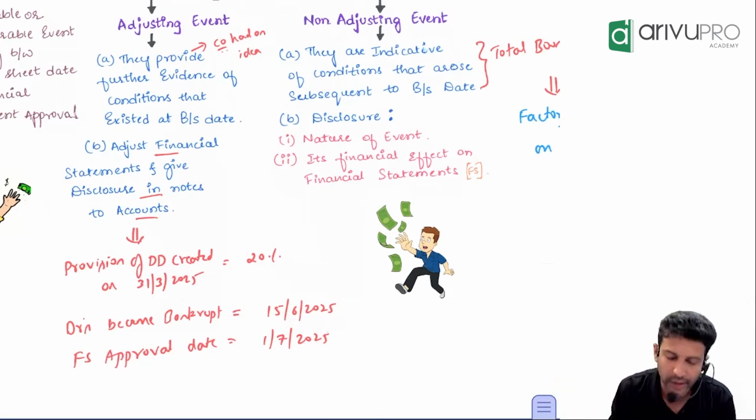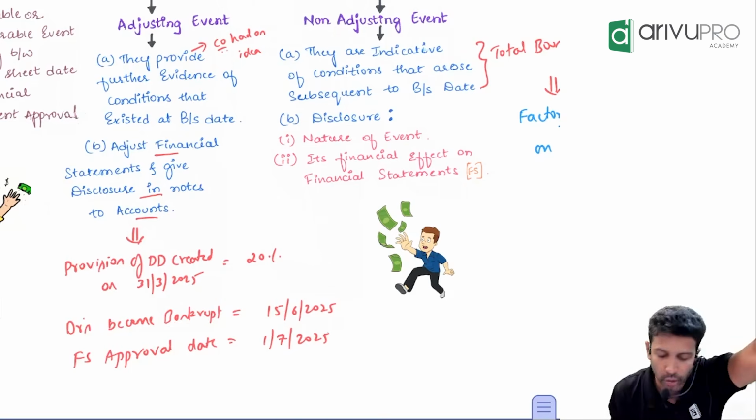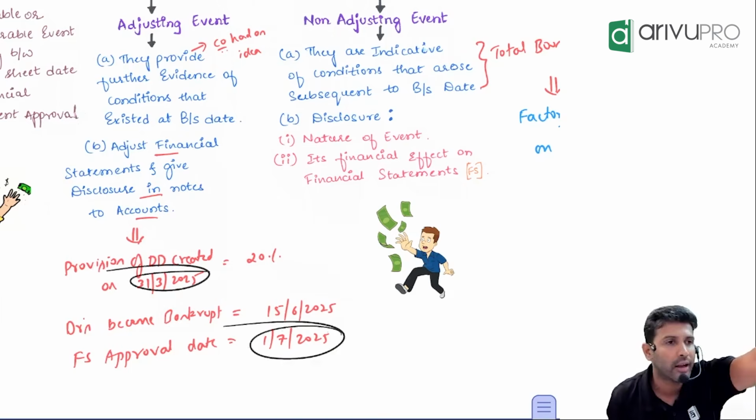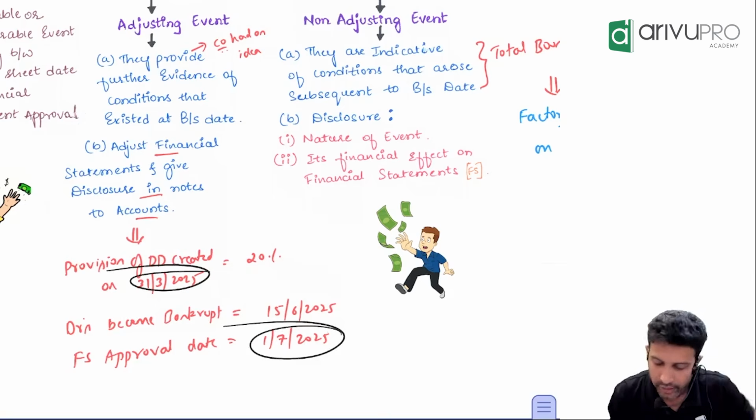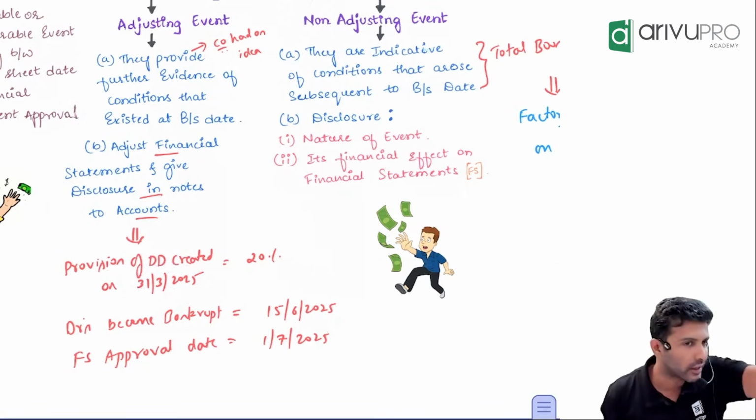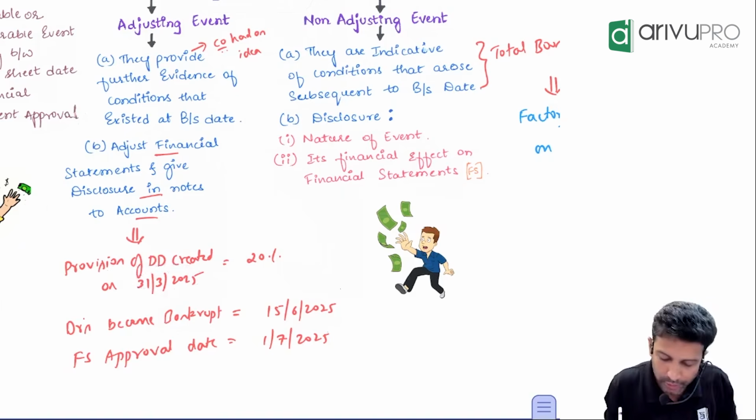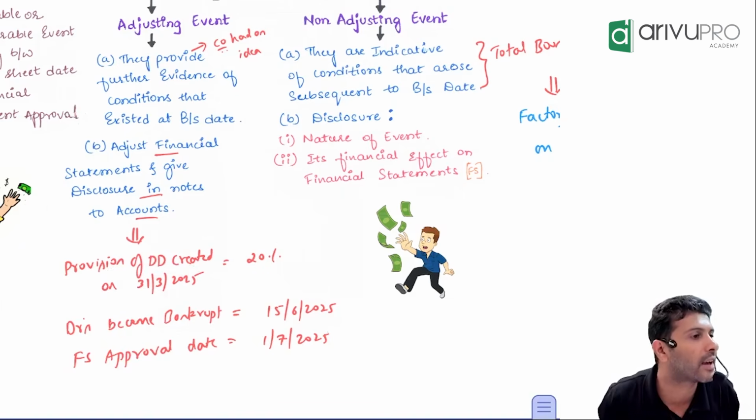Now tell me, first of all, is this an event? What am I referring to as the event here? The debtor becoming bankrupt. Is it an event? Yes. For it to be an event, it should occur within a window. What is that window? Balance sheet date and financial statement approval date. Is this bankruptcy happening within this window? Yes. So first of all, it is an event.